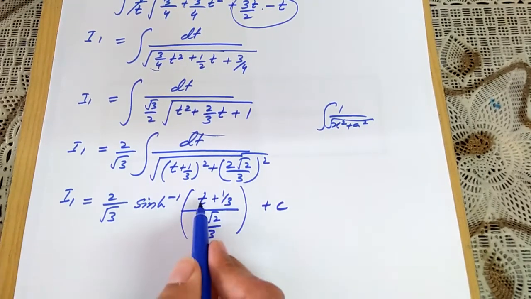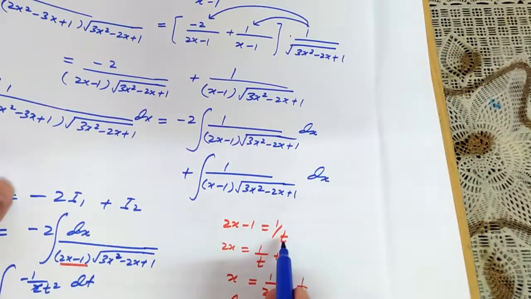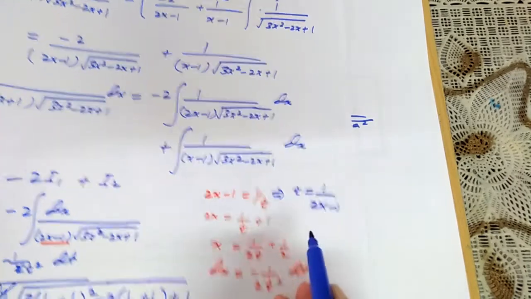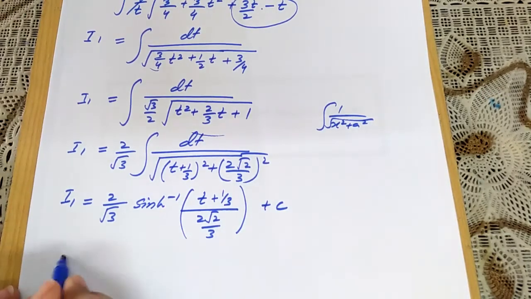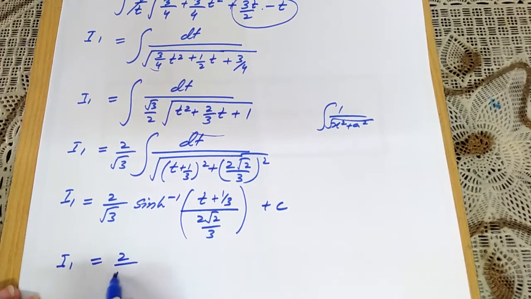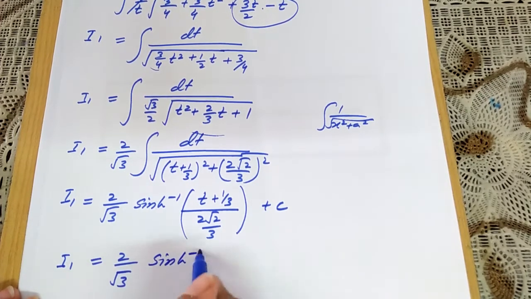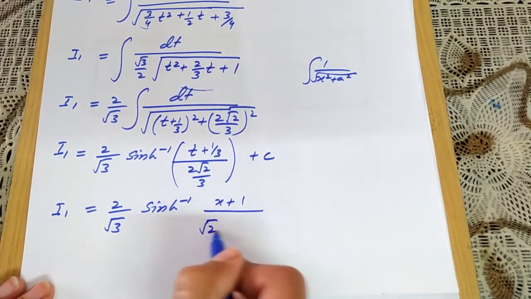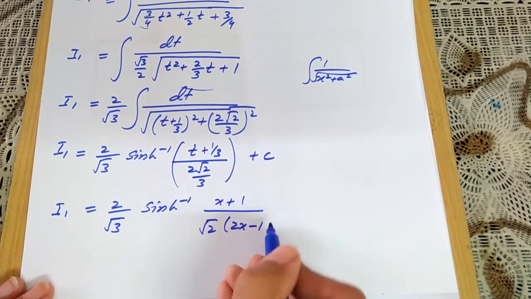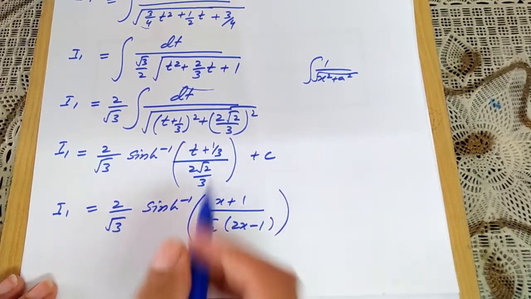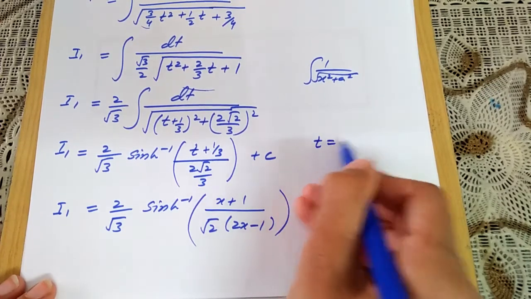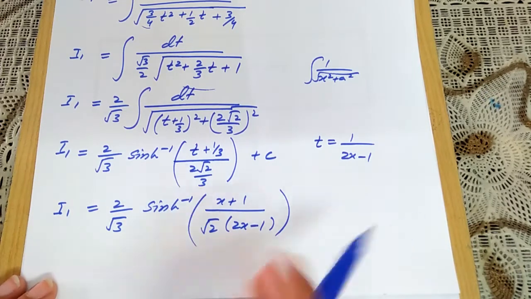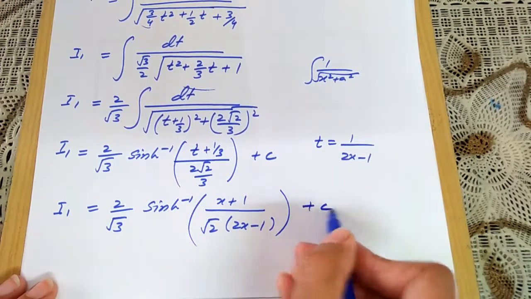Now replace back the value of t. What is the value of t here? I can take the value of t from here, that is t is equals to 1 over 2x minus 1. Put the value of t here. After using the value of t here and after simplification, we will get 2 over 3 sine hyperbolic inverse x plus 1 over under root 2 into 2x minus 1 here. This is basically after using the value of t. The value of t is 1 over 2x minus 1. Use the value of t here, simplify, we will get this answer here, plus constant of integration.